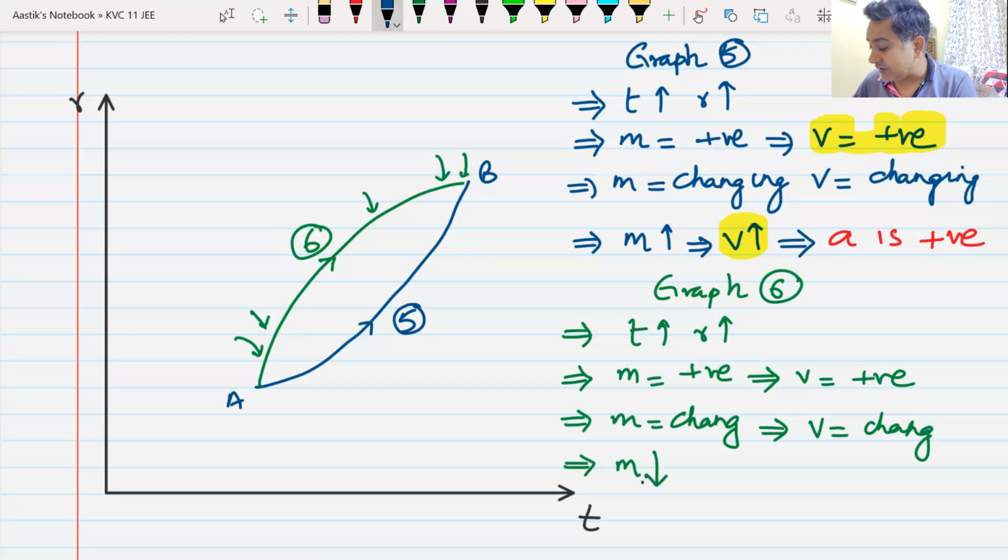This is the graph with increasing slope. Here the slope is very less. As I move up, the slope is continuously increasing. The graph is becoming more and more steep. Do we understand this?